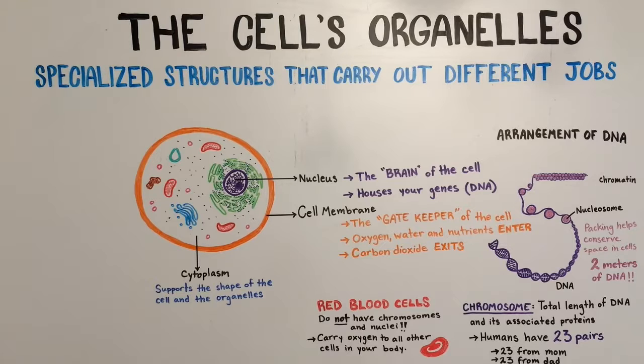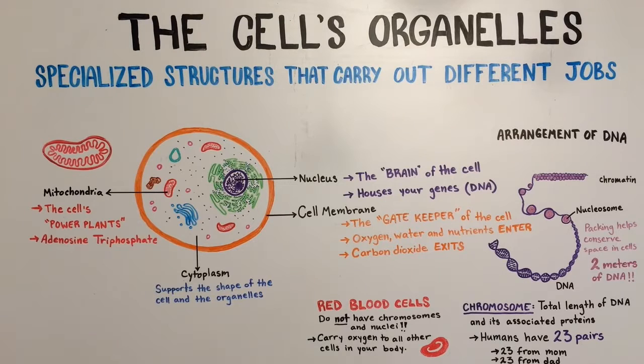The cell's energy is made in the mitochondria, the cell's power plants. The molecule that your cells use as energy is called adenosine triphosphate, or ATP, and is made from oxygen and glucose. This is why we need to breathe in oxygen and consume food, which contains glucose and other molecules that your cells use as building blocks.